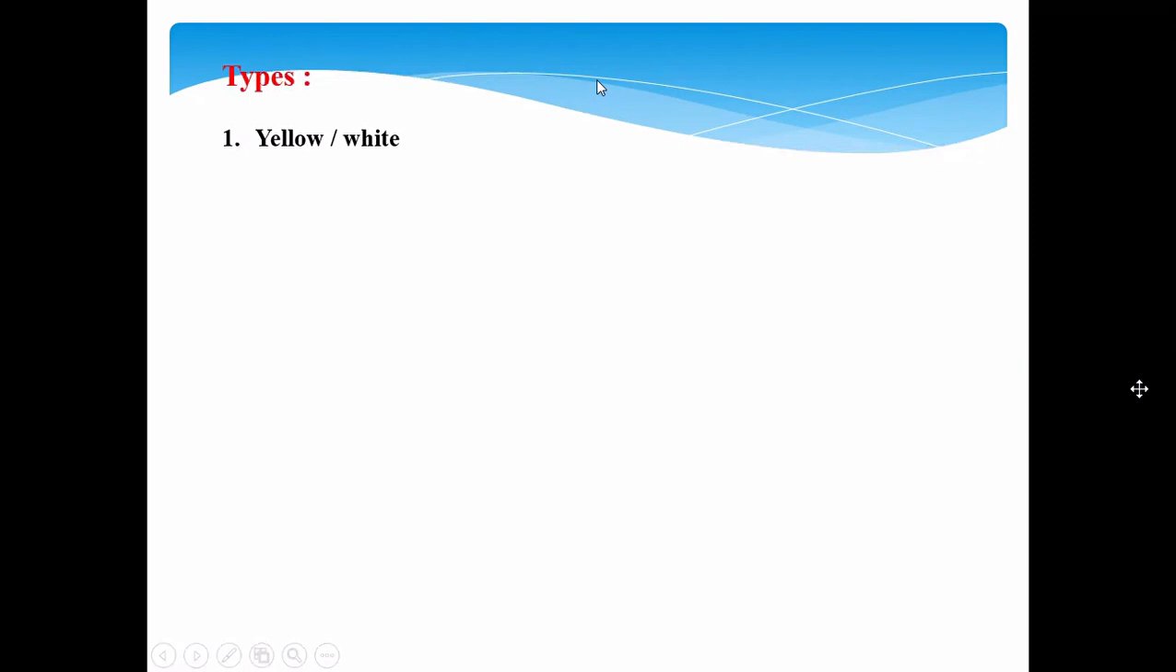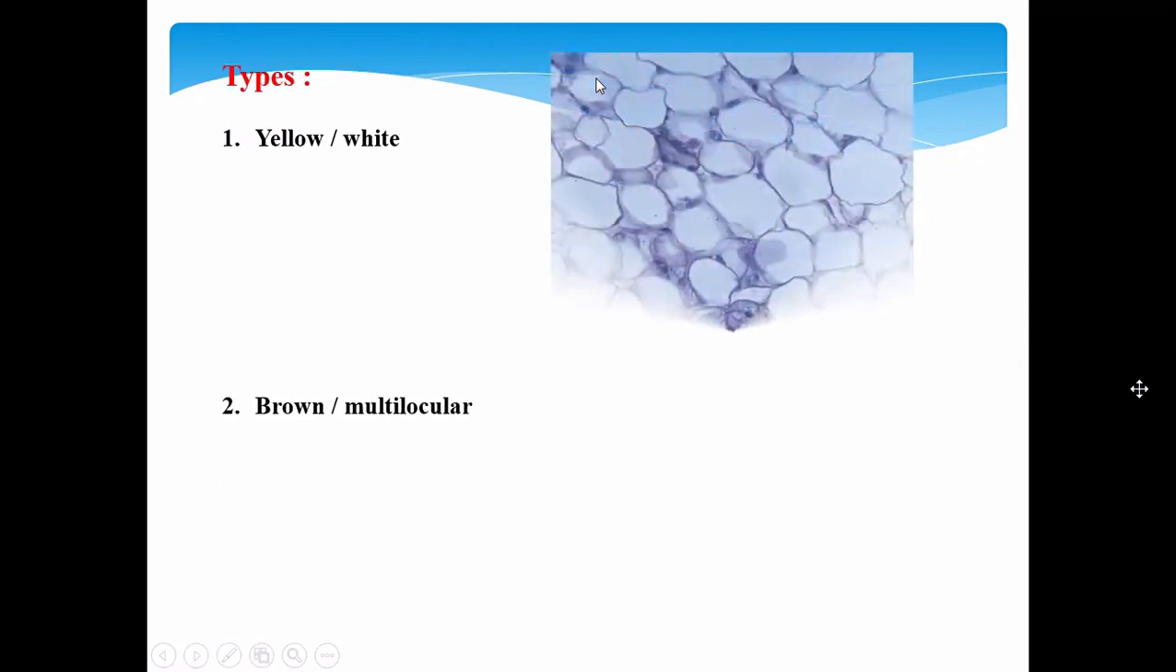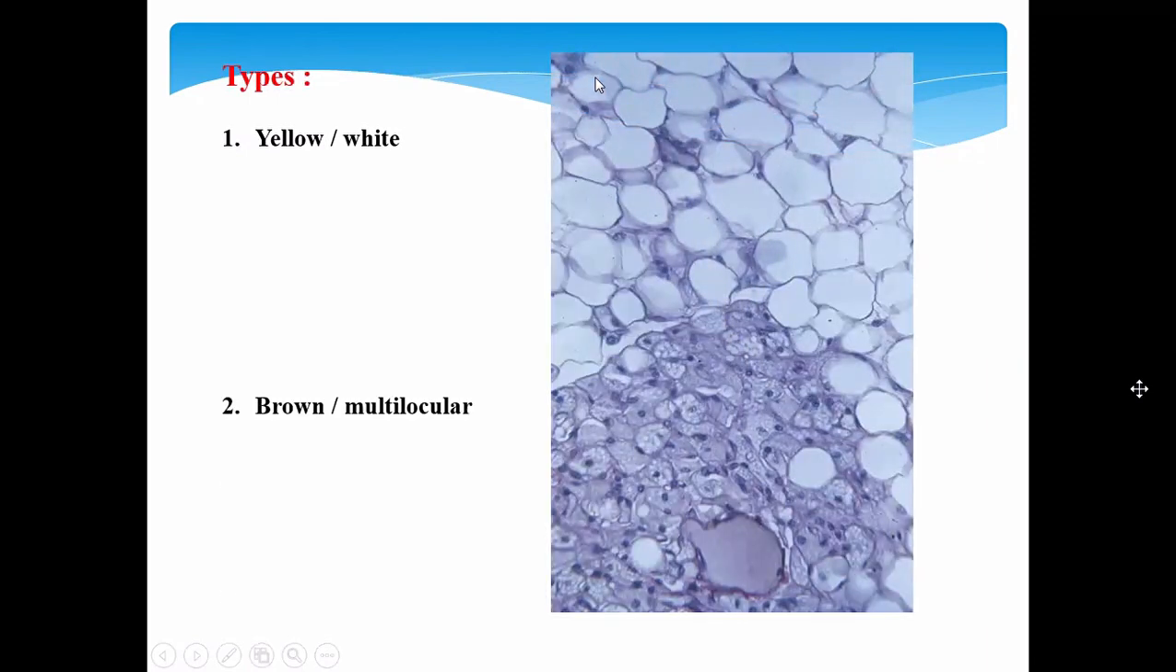So you have types, yellow, white, repeat. There you are. You have the yellow up there. So unilocular. Multilocular, there are many fat lobules. Small, but several.